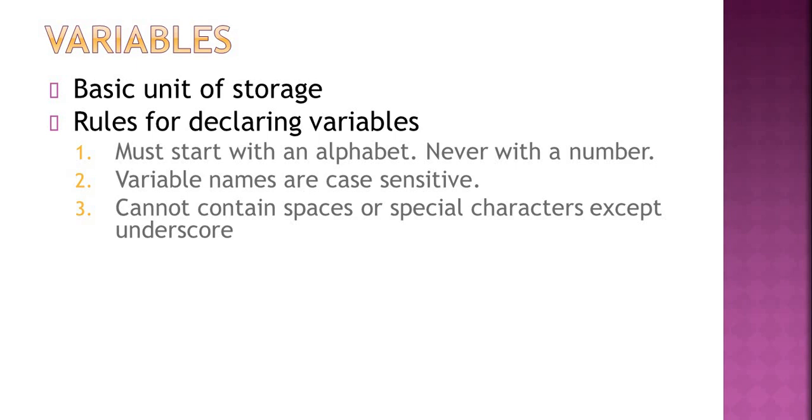The third rule is a variable name cannot contain spaces or any special characters except for the underscore sign. So this means whenever we are defining variable names, no special characters will be allowed, no spaces will be allowed. However, we can use the underscore symbol. Fourth rule, the variable name must be limited to 255 characters. We cannot use more than 255 characters.